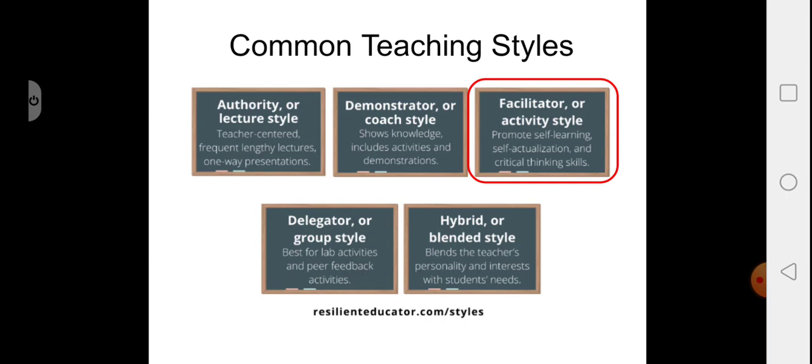Next is a delegator or group style wherein the teacher assigns an activity to a group of students. It is best for the lab activities and for peer feedback activities. Next is a hybrid or blended style, which is an integrated style. This teacher can follow any of the above styles depending on the student's need and the topic which has to be taught to the student.